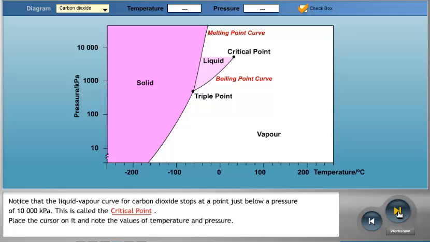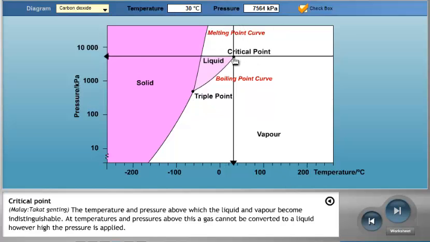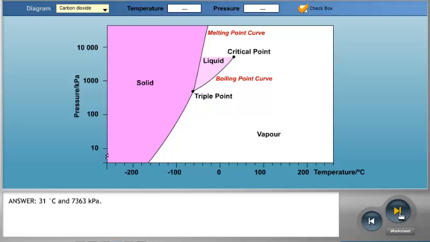Notice that the liquid vapor curve for carbon dioxide stops at a point just below a pressure of 10,000 kilopascals. This is called the critical point. Place the cursor on it and note the values of temperature and pressure. Answer: 31 degrees Celsius and 7,363 kilopascals.